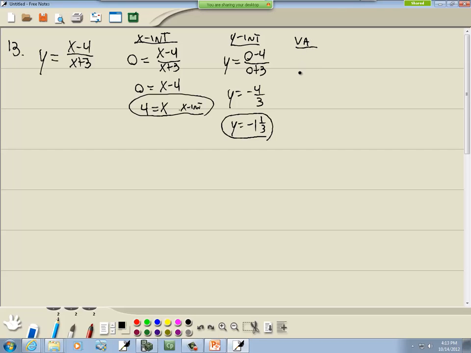Our vertical asymptotes. Now remember our steps. First step is factor top, factor the bottom. That's done. Step 2 is to cancel if possible. Well, that's done. Step 3 is to set your denominator equal to 0, and solve, and we get x is equal to negative 3.